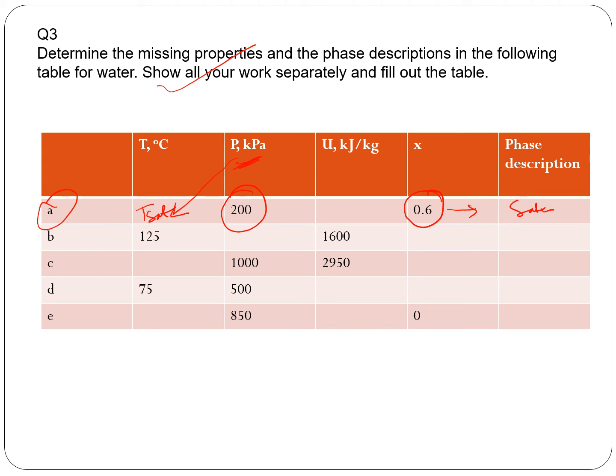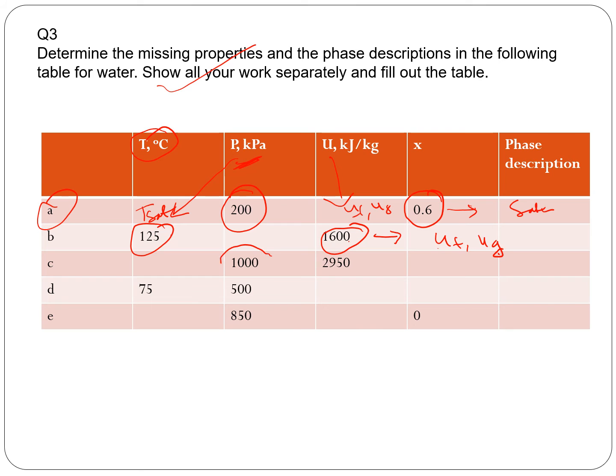Okay, and then once you know X, you can find U, because we know UF, UG, and then UFG. In the second case, temperature is given and then the property value is given. So at that temperature, you need to see in the table what is UF and UG, and then see whether this is greater than UG, less than UF, or it lies in between. Based on that, you figure out where it lies, and then you can find the value accordingly.